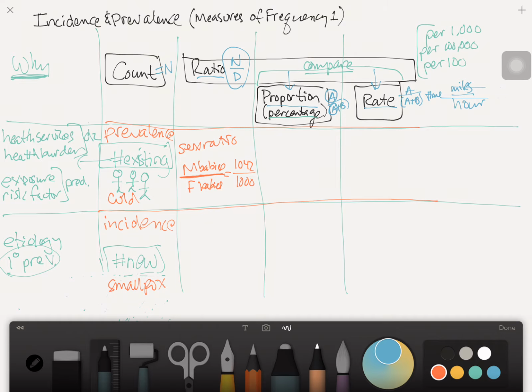And notice we have a numerator and we have a denominator, but it's not a proportion because the male babies are not in the denominator. They are only in the numerator. As soon as we have the numerator within the denominator, then we call that ratio something specific. We call it either a proportion or a rate, and so we'll get to that.